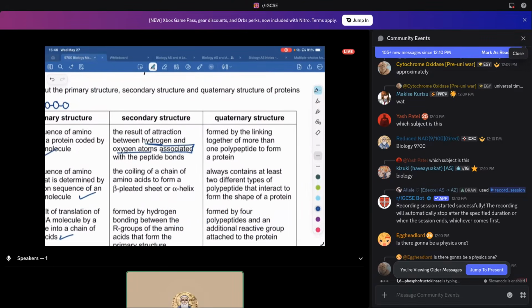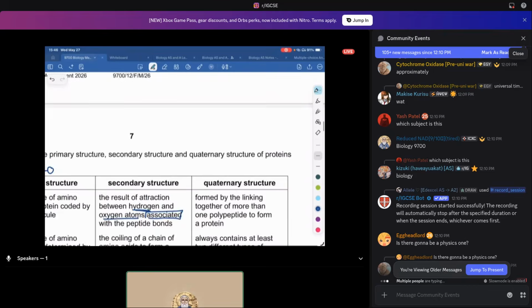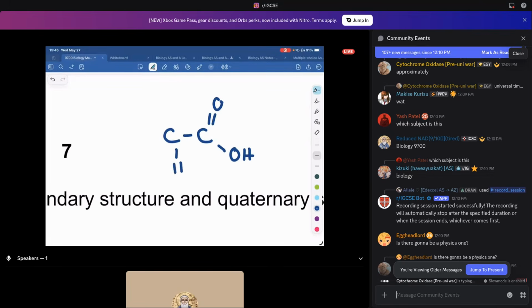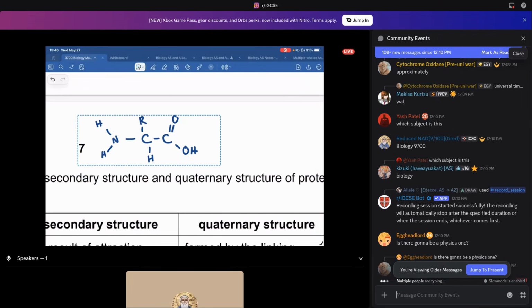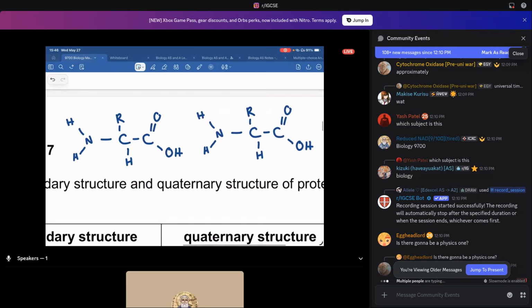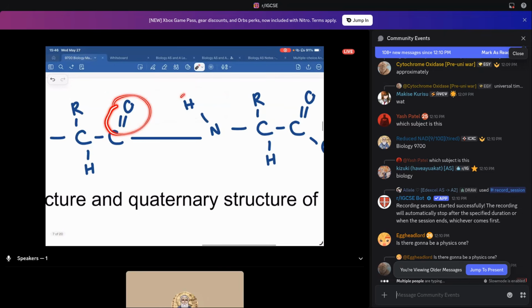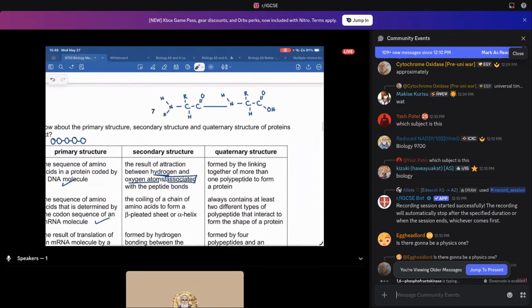Secondary structure, the result of attraction between hydrogen atoms associated with the peptide bonds. That does not mean that they are in the peptide bond itself. We know that an amino acid will form a peptide bond like so, right? And we know that the hydrogen bonds are between this double-bonded O and this bonded H, and they are associated with the peptide bond.